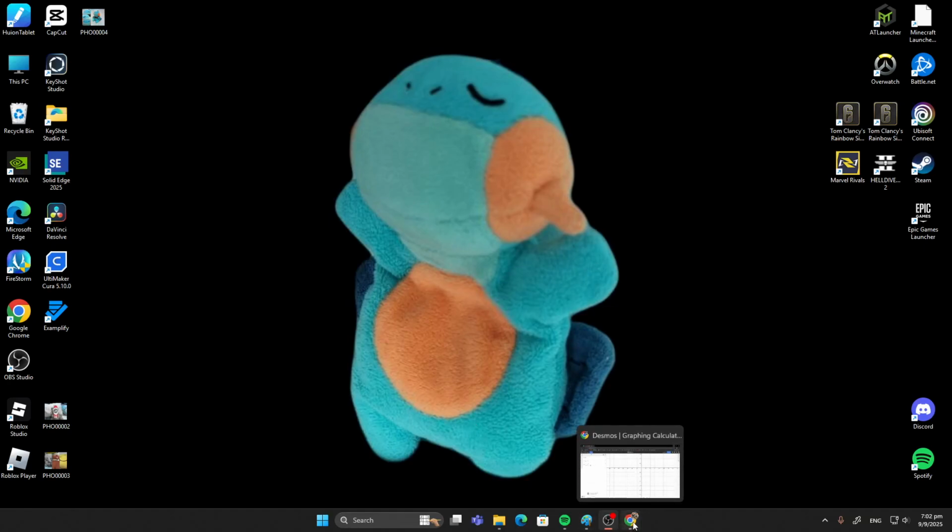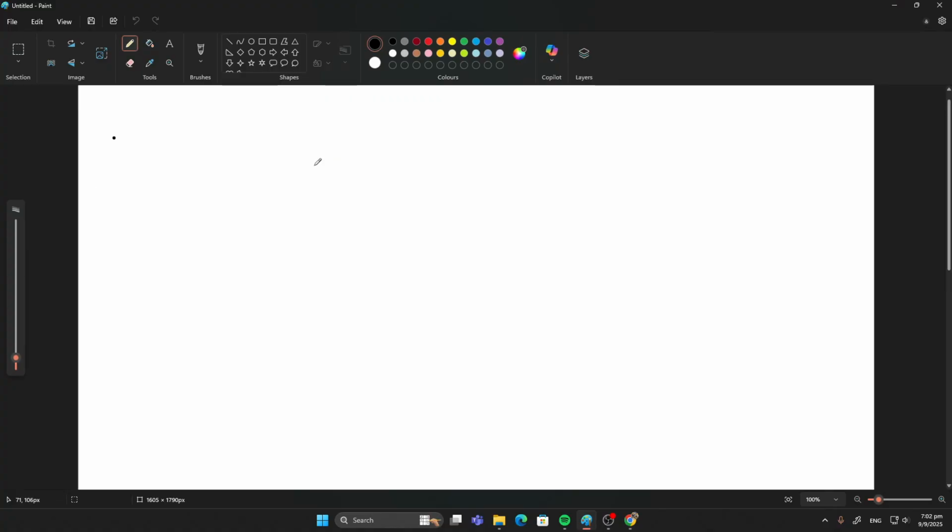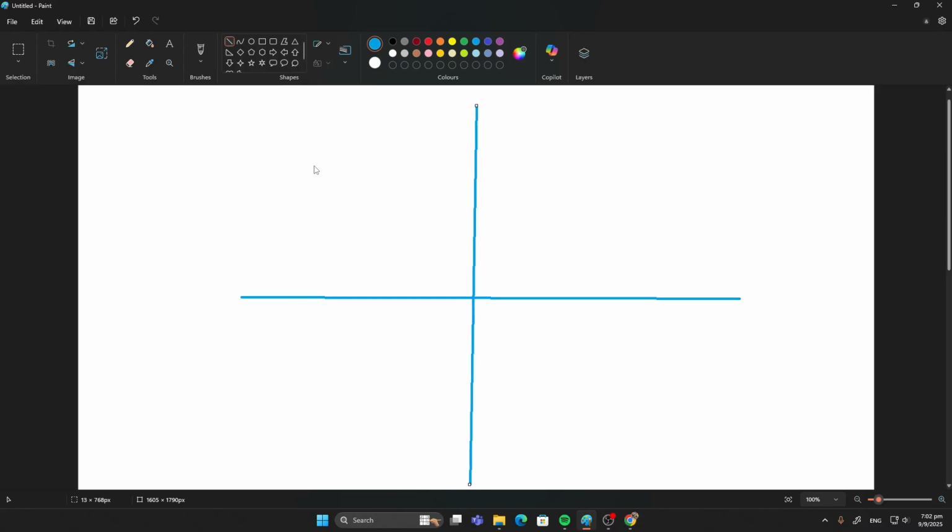Alright folks, vertical versus horizontal asymptotes. Before we touch on asymptotes, let's talk about what asymptotes are. Asymptotes are basically lines on a graph that your function will never cross. Okay? Lines on the graph that your functions will never cross.